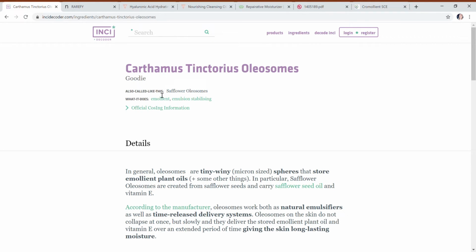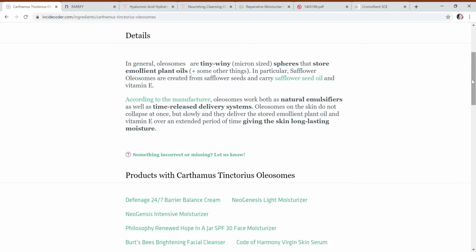So it says that it's also called safflower oleosomes. It's an emollient. It stabilizes an emulsion. Okay, so it says in the details that oleosomes are tiny, micron-sized spheres that store emollient plant oils and some other things. In particular, safflower oleosomes are created from safflower seeds and carry safflower seed oil and vitamin E.